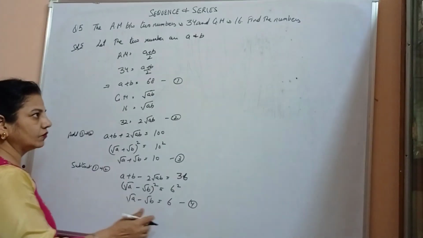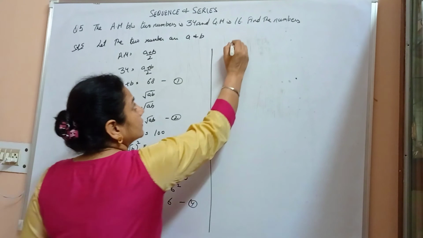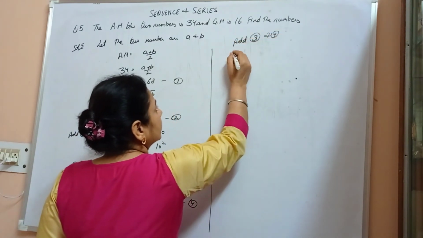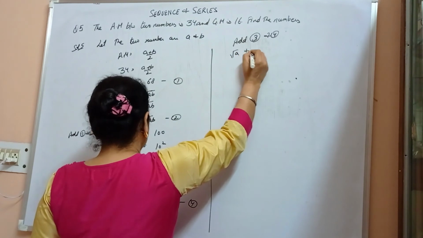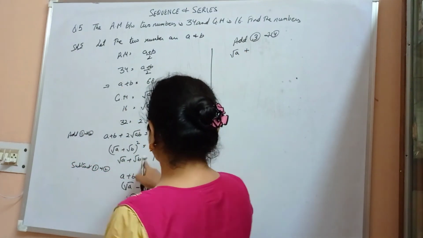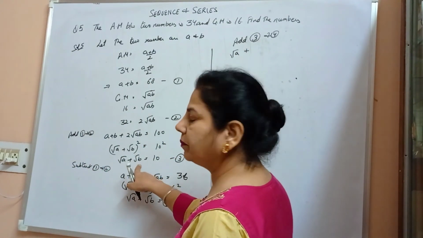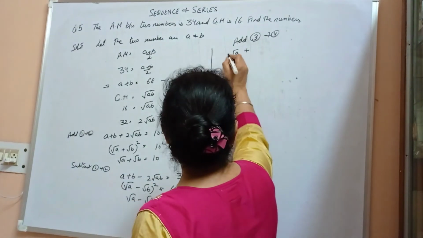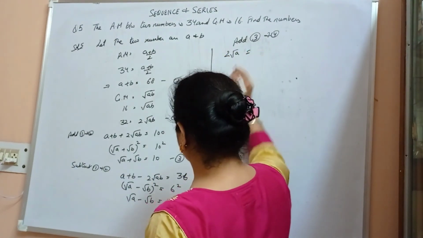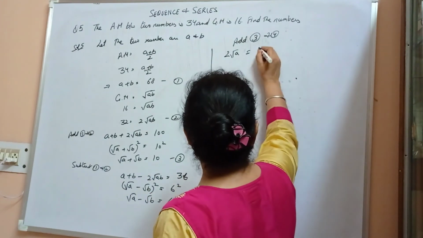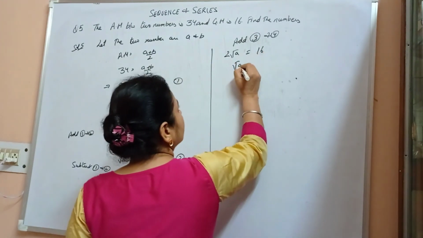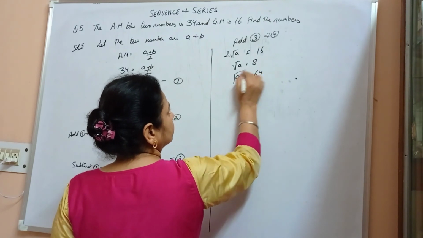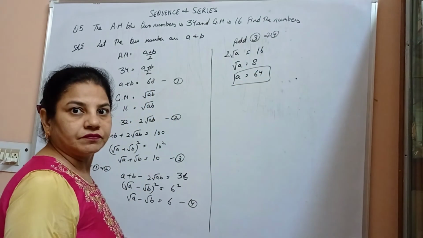Now add 3 and 4. What should I get? If I add these two equations, under root B minus under root B will cancel out. I am left with 2 times under root A. 2 times under root A is equal to 10 plus 6, 16. So under root A is equal to 8. So A is equal to 64. My first number is 64.